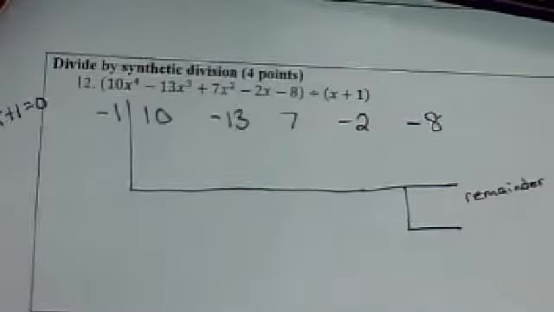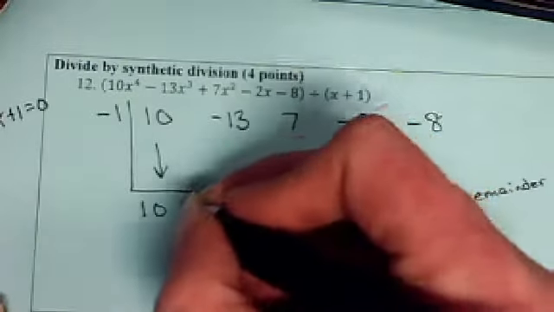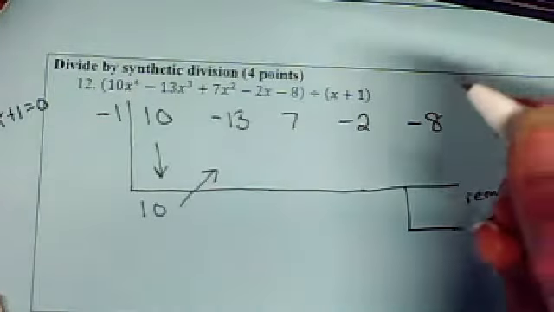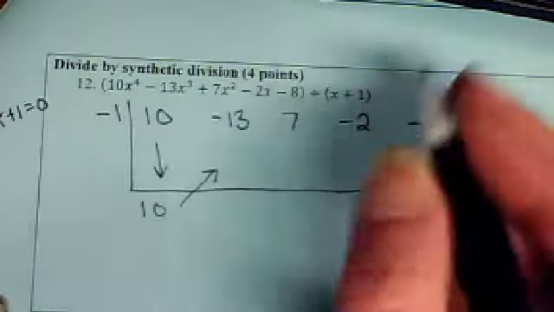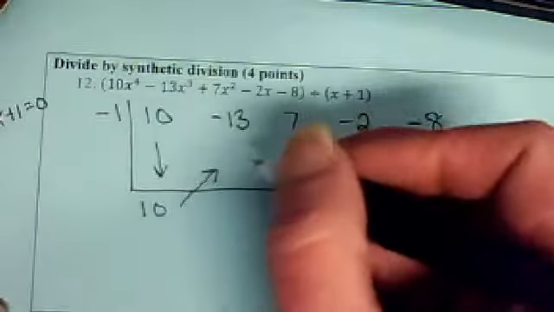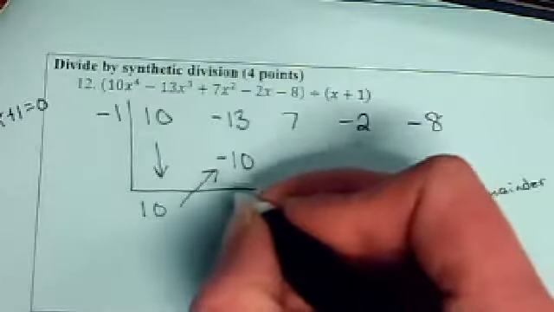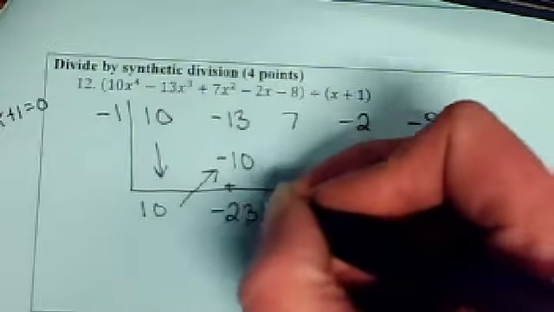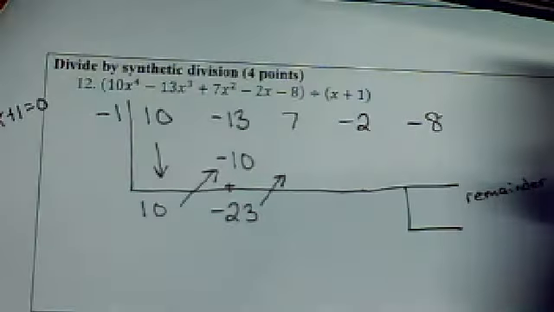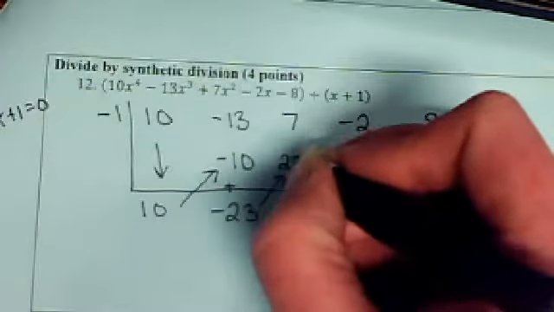So when we're doing synthetic division, you bring down the first term, you multiply to go up. And when I say multiply, I'm going to take that number and multiply it with the one that's on the outside. So that's why it's very important to have the right number on the outside. So that gives me a negative 10. Add down, negative 23. Multiply up. Negative 23 times a negative 1 is going to be a positive 23.